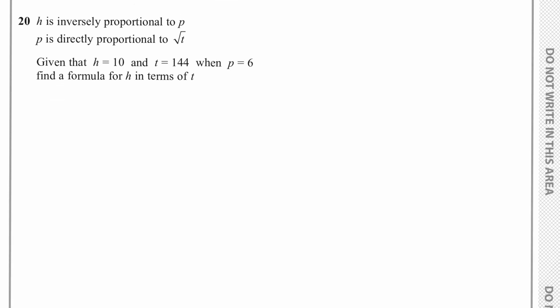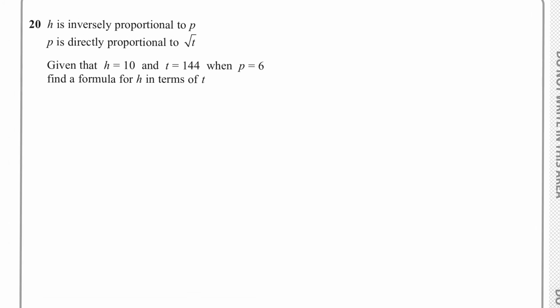Then next question, it says h is inversely proportional to p, and p is directly proportional to root t. So in terms of writing this out, if you write in terms of inverse proportionality, you always involve the constant k. So h will be k over p because it's inversely proportional, and p is directly proportional to root t. So remember k, the constant, times whatever it's proportional to. It says, given that h is 10 and t is 144 and p is 6, we need to find a formula for h in terms of t.